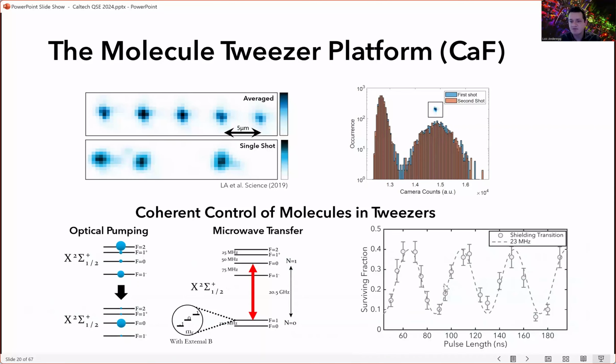We can also have full coherent quantum control of these molecules with a combination of optical pulses and microwave pulses. You can see we can drive some nice Rabi oscillations between various internal states within these molecules that are trapped in these tweezers.